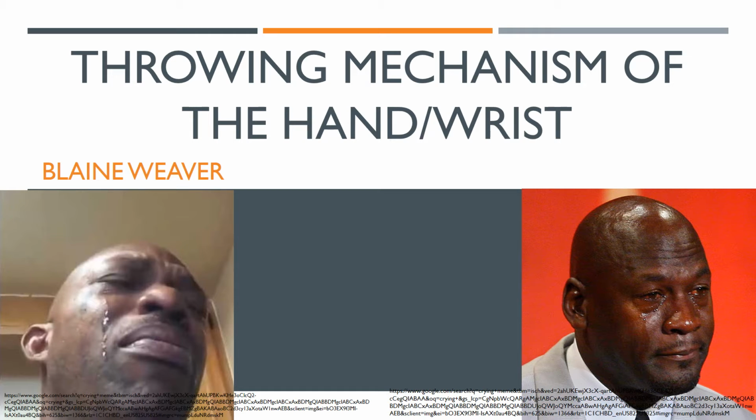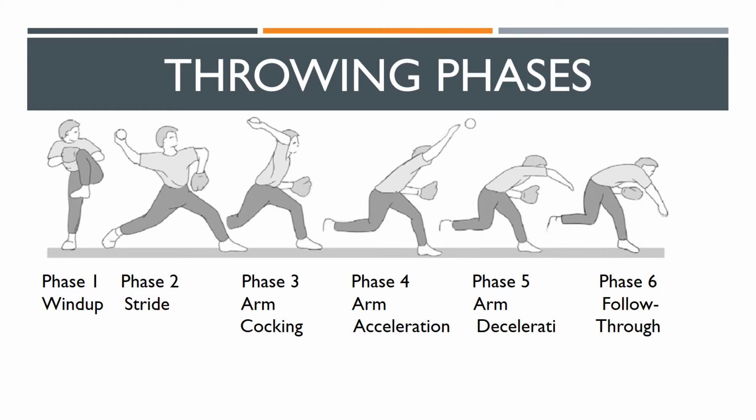Got another throwing mechanism of the hand and wrist. The 6 phases of throwing are the wind up, the stride, arm cocking, arm acceleration, arm deceleration, and follow through.